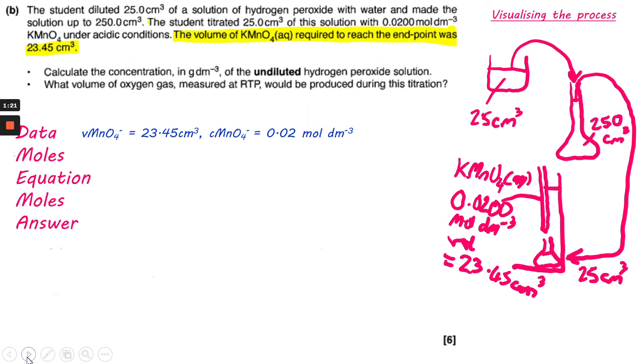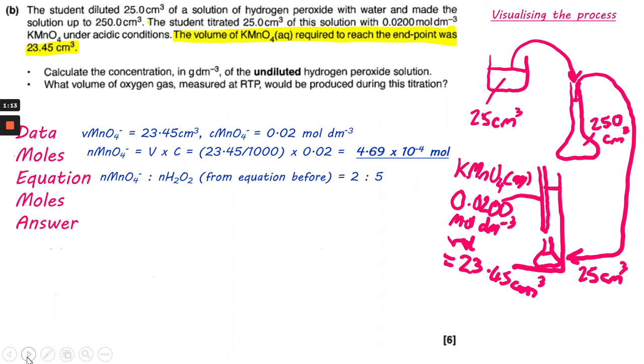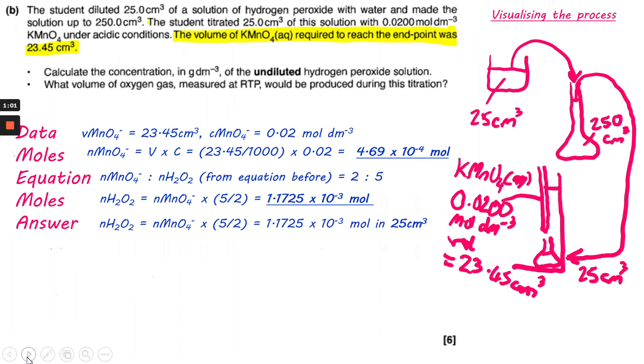So put in the data that we're given for MnO4-, which allows us to work out the moles as 4.69 times 10 to the minus 4. The mole ratio is 2 to 5 from the equation previously, so that means we multiply the MnO4- moles times 5 over 2, giving us 1.1725 times 10 to the minus 3. So that means you have that number of moles in 25 centimetres cubed. Remembering that that came from 250 centimetres cubed, you multiply it up by 10. And that means you have that number of moles in the original 25 centimetres cubed, in the undiluted version.